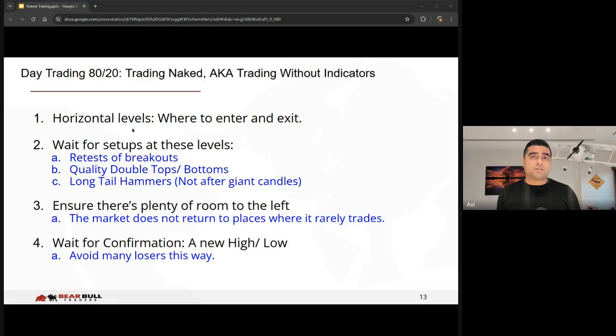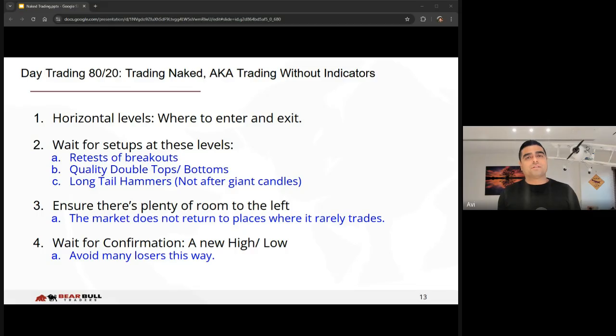But basically, horizontal lines, wait for the price action to get there, and then you're looking for particular candlestick patterns. Personally, I do them on 5-minute charts. Again, I'll show you that here in a moment. Also, when you are looking to get into a position at these horizontal lines, you've got to make sure that there's plenty of room to the left on your chart. What that tells you is that the price has not been here in quite a long time.